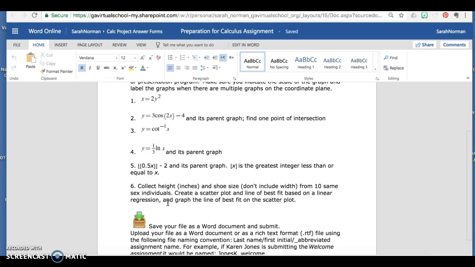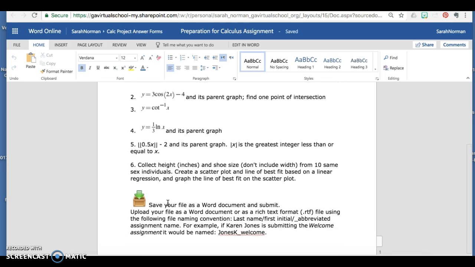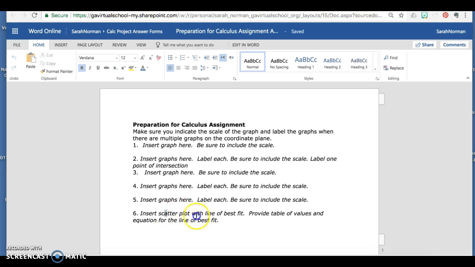And then number six, you did a really good job on this one. That's just going to be where you create the scatter plot and you calculate the regression line, the line of best fit. You can use a calculator to do that. And you also want to provide a graph of the line of best fit on the scatter plot. Also make sure that you insert the scatter plot with the line of best fit and provide a table of values and equation for the line of best fit.